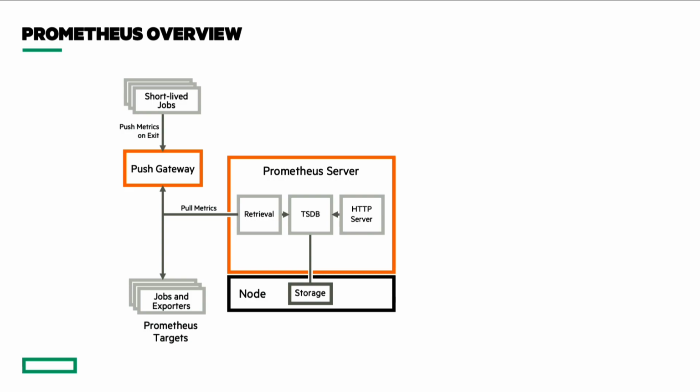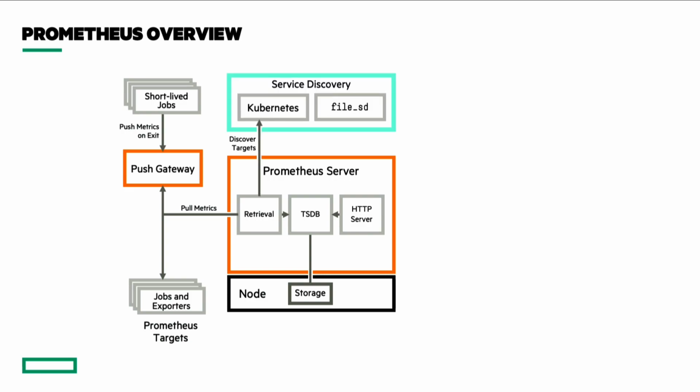It also has the ability to use the push gateway for short-lived jobs that just run for a short period of time and output their metrics upon completion. It also has the ability to discover targets dynamically on Kubernetes, either by using labels, or they're also configurable through the file interface.